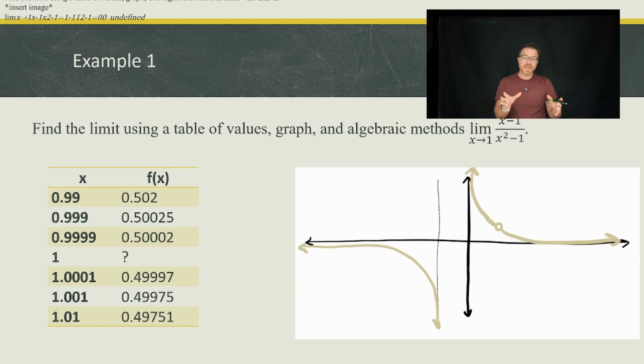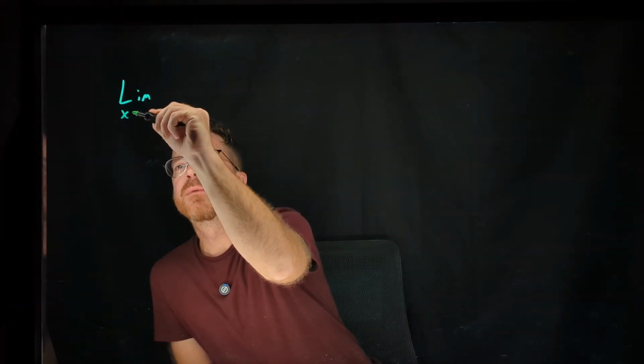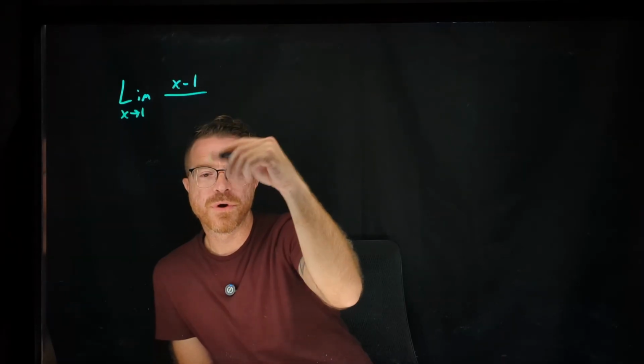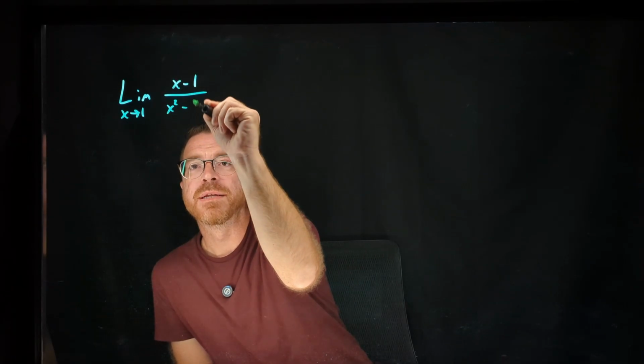Now, one approach you could take is, let's say that we have the limit as x approaches 1 of x minus 1 over x squared minus 1.